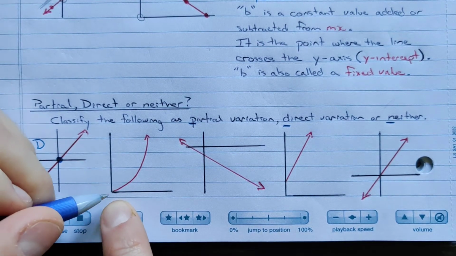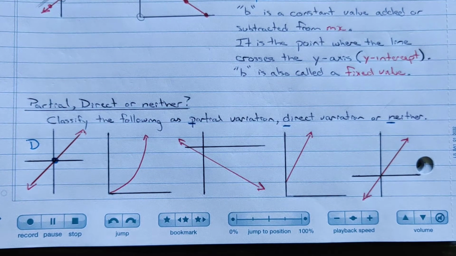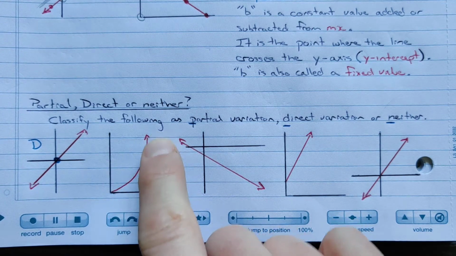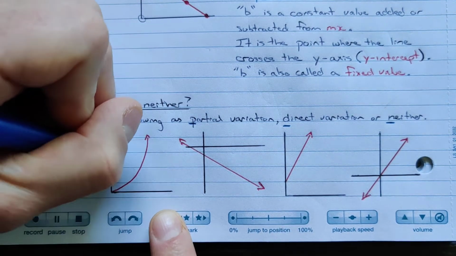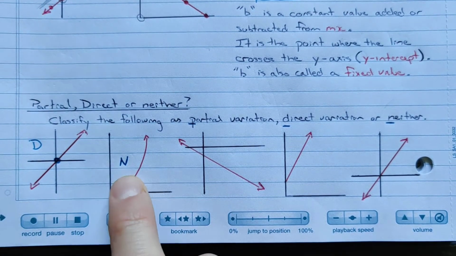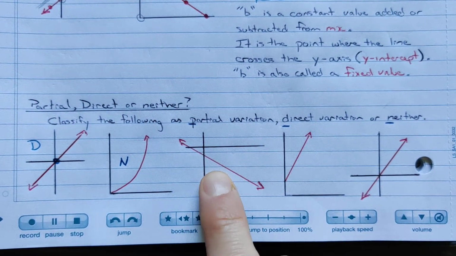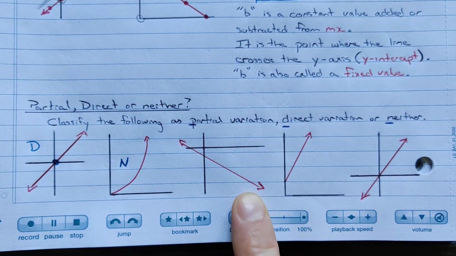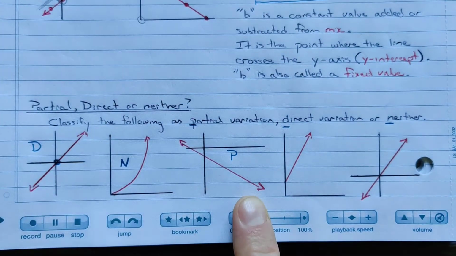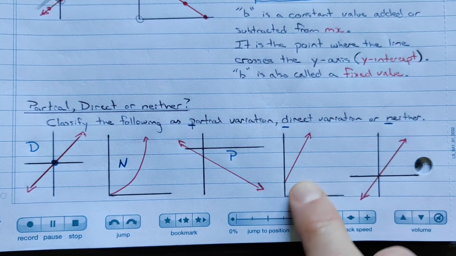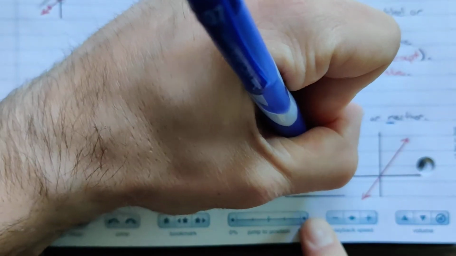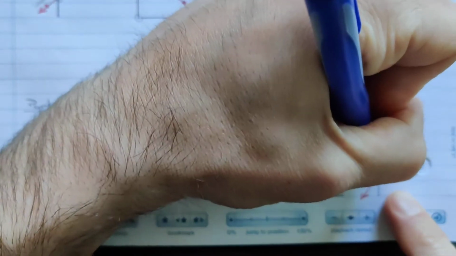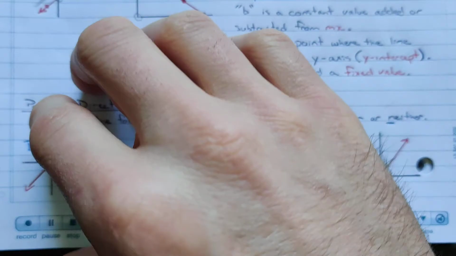In the next case, well, it goes through the 0, so it must be direct variation other than the fact that it's not a line. It's a curved exponential type of graph here. So this is neither direct nor partial variation because it is curving. In this case here, we have a line that is not going through the origin. And thus, since it's a line and not going through the origin, this is partial variation. The next one here, again, a line not going through the origin, partial variation. And again, my last graph, very similar to my first one, is going through the origin and it's a line, so it's direct variation.